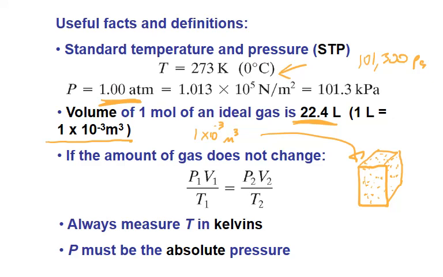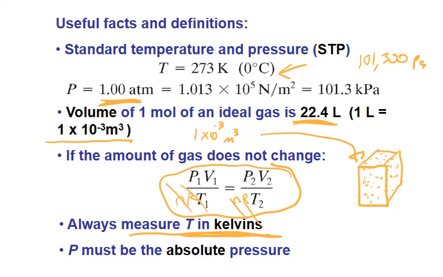of an ideal gas. And if the amount of gas does not change, then we have this relationship where the ideal gas before should equal ideal gas after. This is just missing n and R on both sides, because both sides have the same number of moles. We can cancel that, divide that from both sides. R is divided from both sides. And those are the previous examples we had. We must have kelvins for temperature, and then pressure must be absolute pressure.